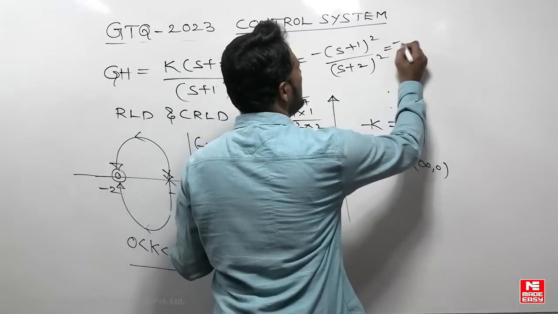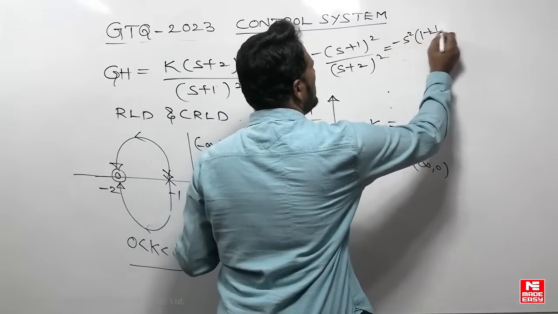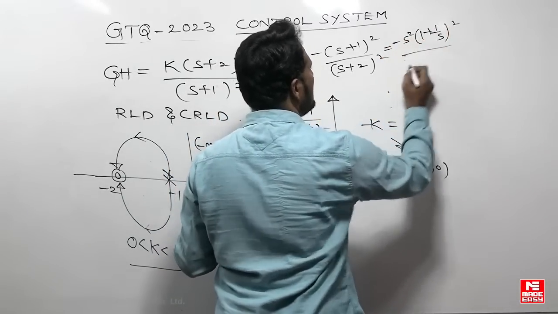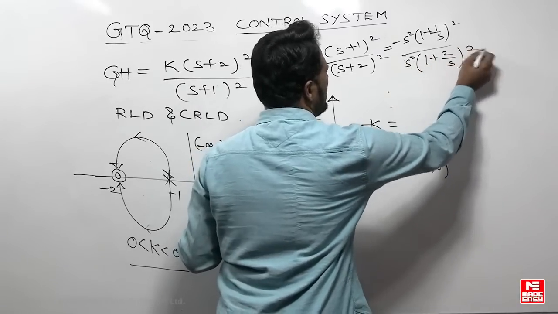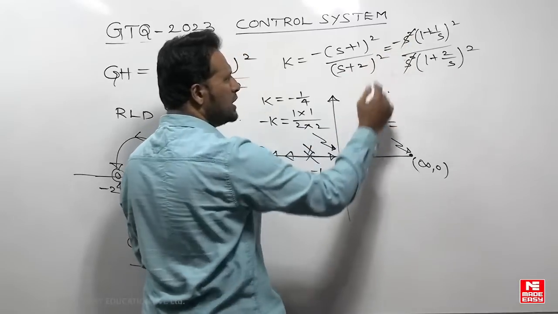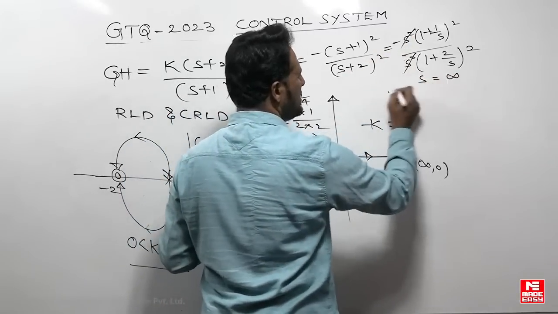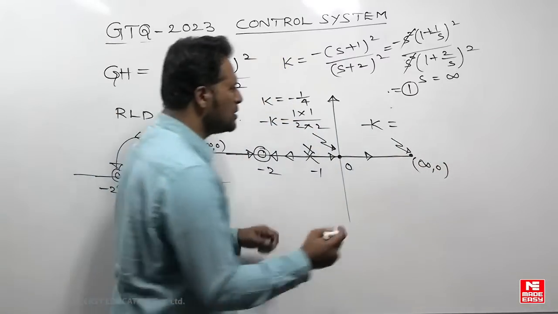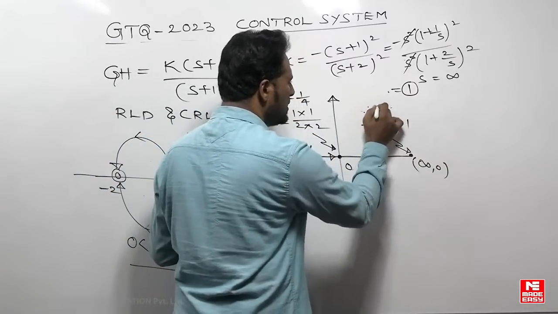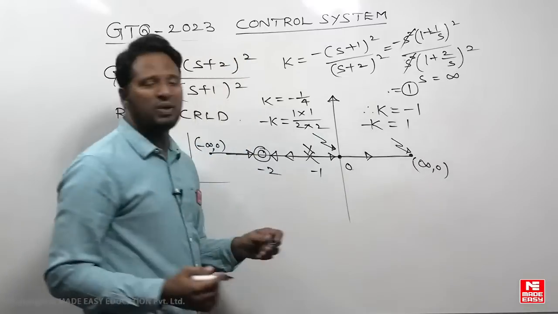This is minus s square times (1 plus 1 by s) square upon s square times (1 plus 2 by s) square. So s square cancels. Now if you put s equal to infinity in this, it becomes 1. So what is minus k here? 1. That means, what is k here? Minus 1.